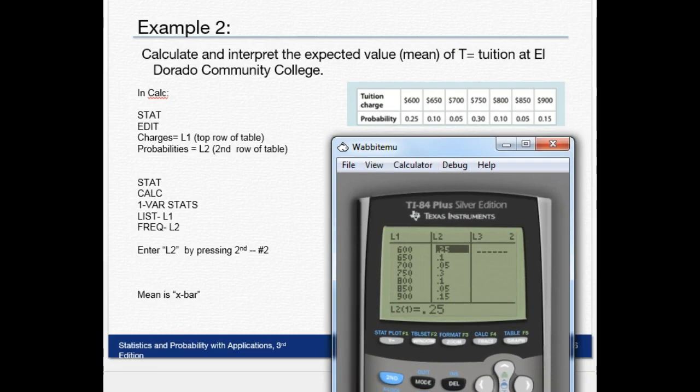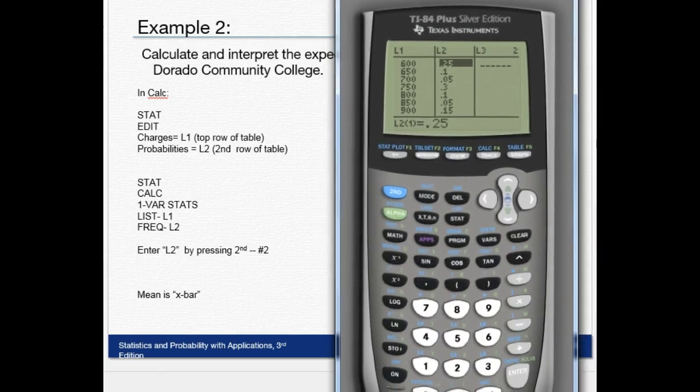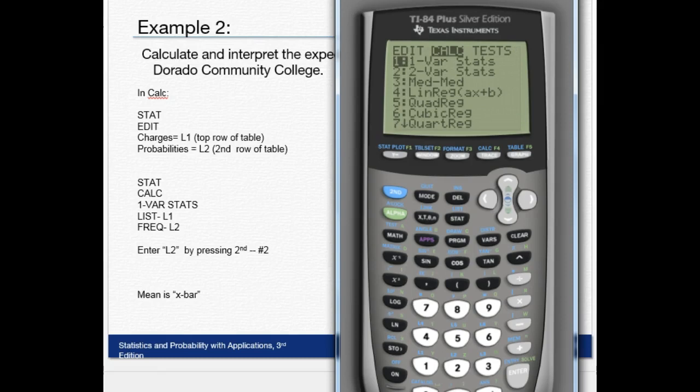All right, so what I've done, as it says, you go to Stat and Edit, and you hit Enter, and you're going to go to the lists, okay? Your tuition charges are going to go into L1, and that's what I put in my L1. In List 2 are the probabilities, and that's what I have there. Now, once those are in, then I follow these steps. I go back to Stat, Calc, and I want one variable statistics, the very first thing. And list should be L1. The frequency list, first time we've used that in the class, you're going to put in L2. And the way you do that is you hit second and number 2. That's all you have to do.